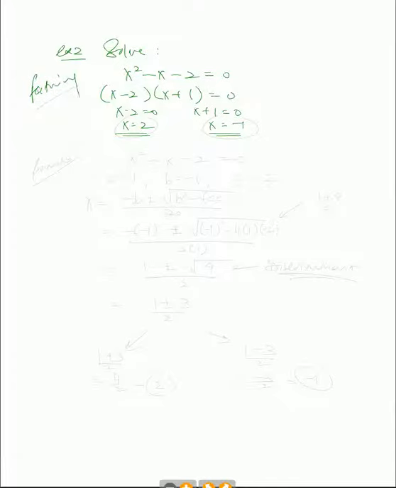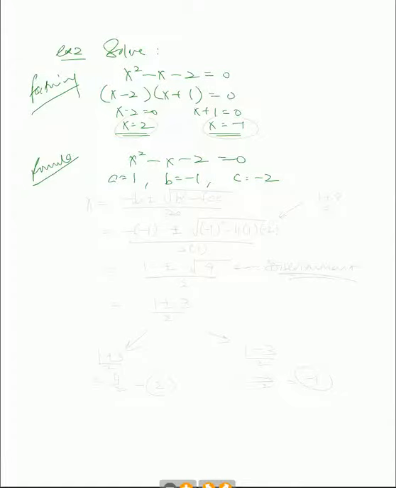Okay, this is by factoring. Let me show you how I could do it using the formula. So assuming I didn't manage to factor it, I couldn't find my factors, let me try solving not by factoring, but by formula. So a is 1, b is negative 1, and c is negative 2.